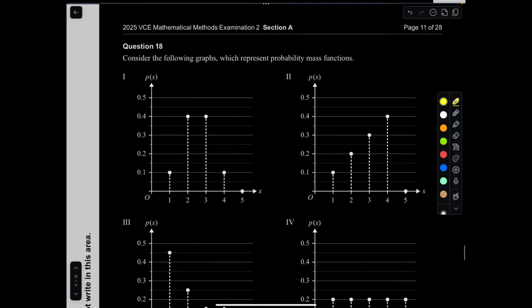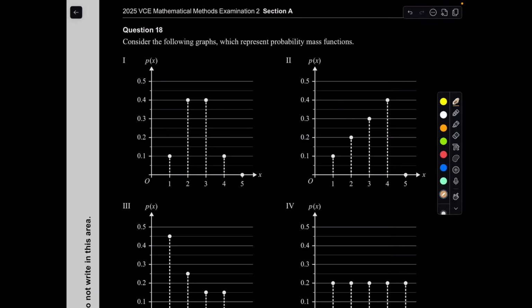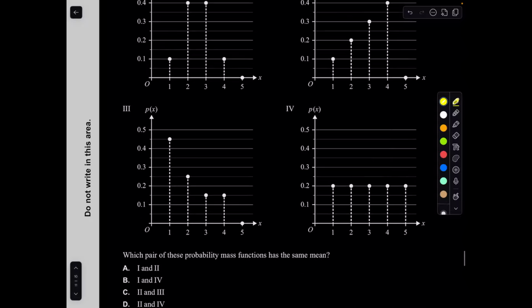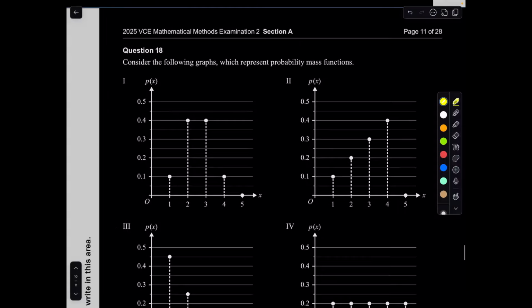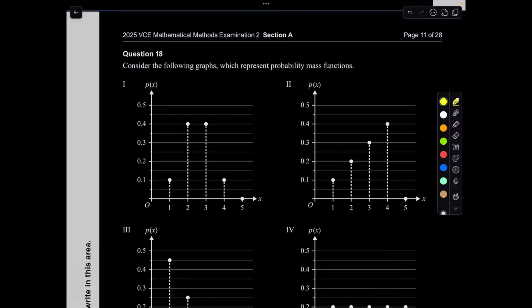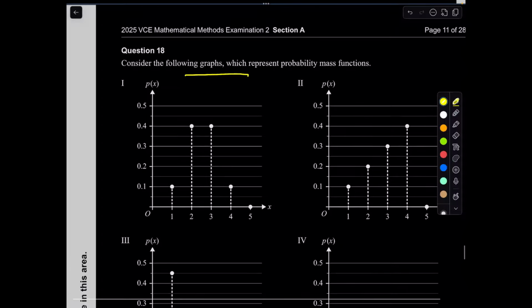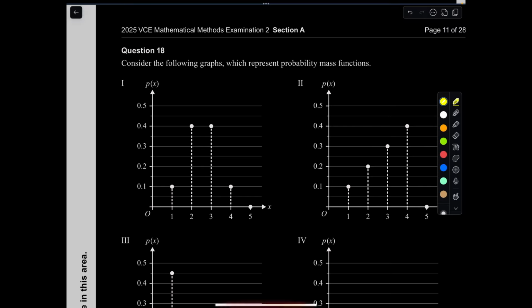17A. Question 18. Consider the following graphs which represent probability mass functions. Okay, this doesn't seem too bad. Which pairs of the probability mass functions have the same mean? This is not too bad. If you don't know, this is called a probability mass function. For those that might get confused, what you can actually do is make it into a probability table. These x values represent the top part, and this here represents the probabilities for those x values.